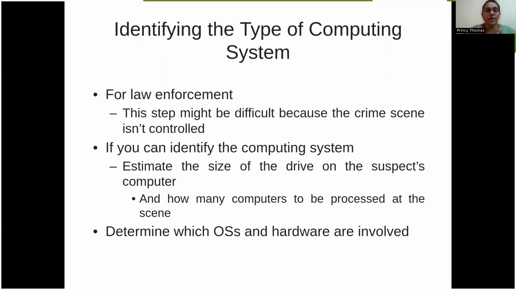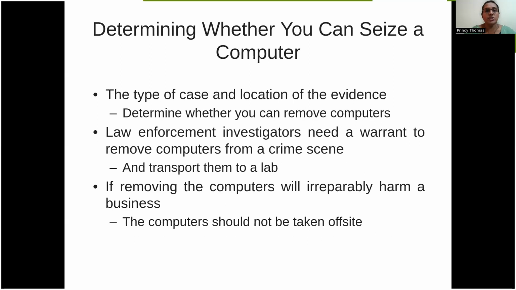Next is identifying the type of computing system. In the case of law enforcement, this is difficult because the crime scene isn't controlled. That is, it is not under an organization. There are no policies issued and things like that. So if it is a crime scene, sometimes the type of computing system would not be known before the search. But if we can identify the computing system, the size of the drive on the suspect's computer, etc., accordingly, steps can be taken for the search and seizure procedure. Especially if the system is going to be processed at the scene of the crime itself. Now, some things are determining the operating system, hardware, software, applications involved, etc.